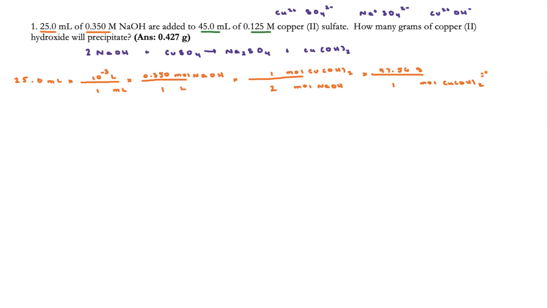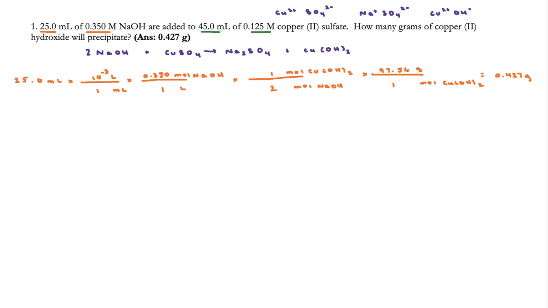So I'm going to take my 25, multiply that by 10 to the -3rd, then multiply by 0.35, divide by 2, and then multiply by my molar mass of 97.56, and that gives the value. Keep in mind, I have 3 sig figs for my concentration, so I want 3 sig figs. The unrounded value I get is 0.4268, so the 8 will round the 6 up, and that will end up giving me 0.427 grams.